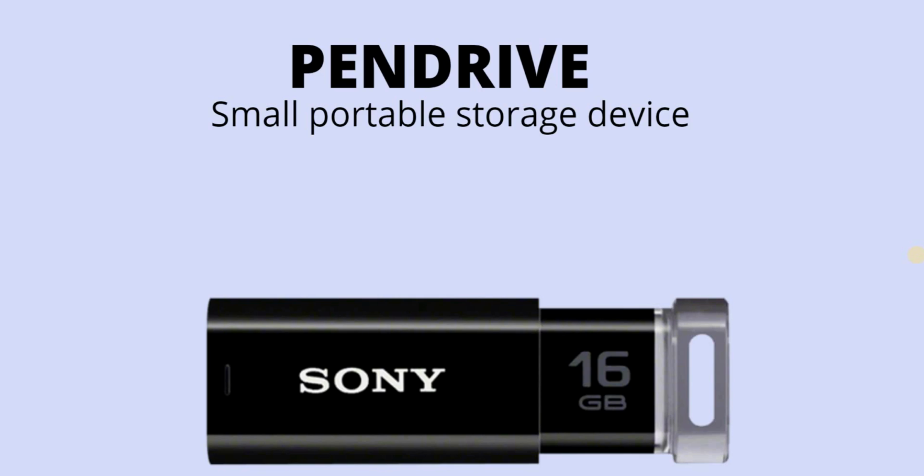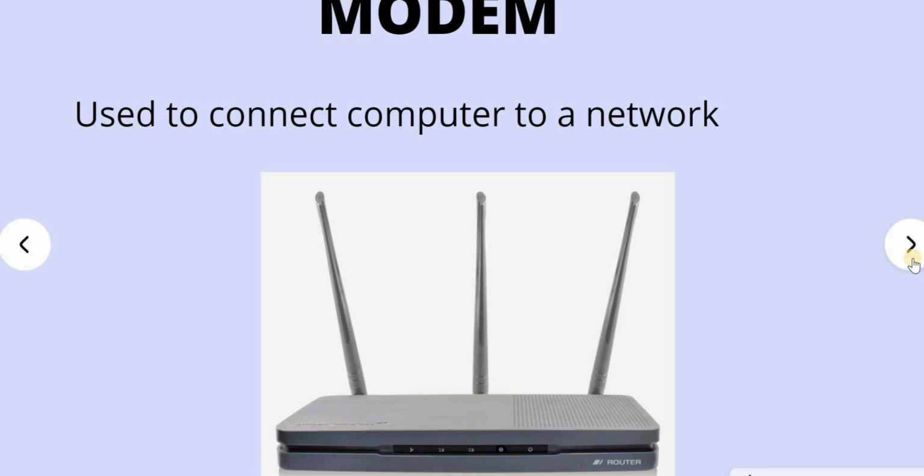External hardware devices are also called peripheral devices. That is, keyboard, mouse, printer, scanner are peripheral devices. Modem. It is a device used for connecting your computer to a network. The word modem is created from modulator and demodulator.